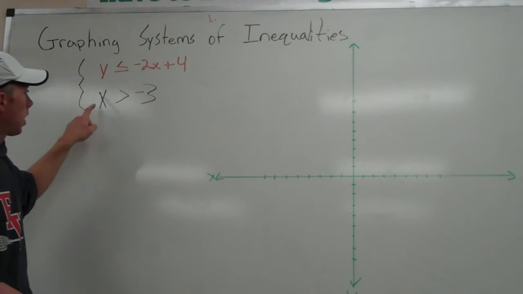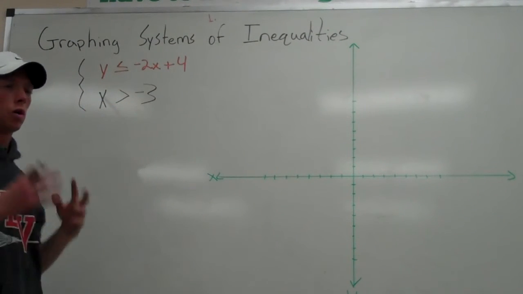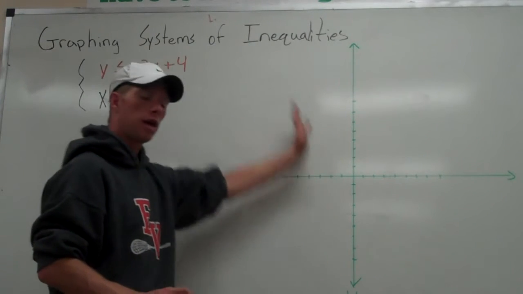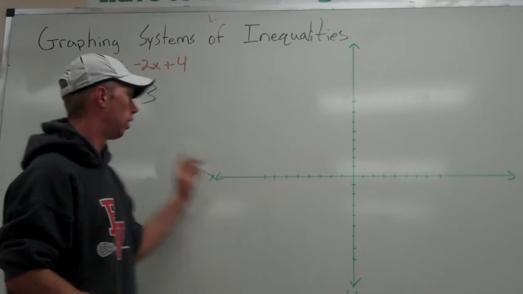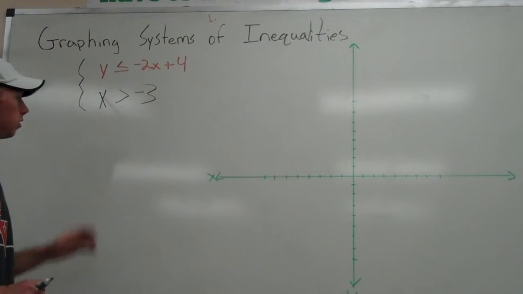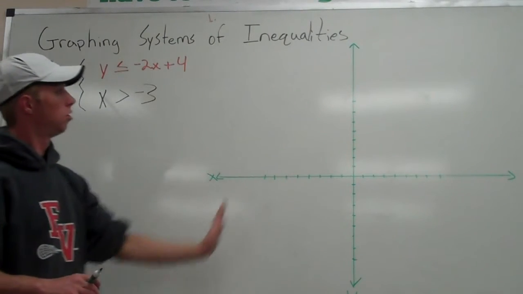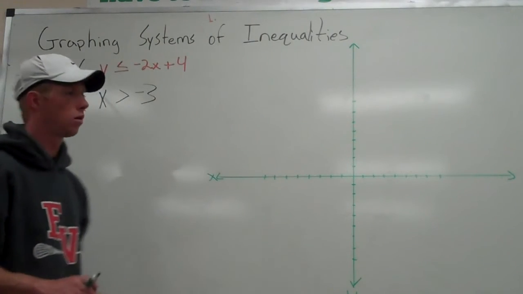Here, I have x is a number, which seems a little odd. But when x is a number, it ends up just being a vertical line wherever this number is. Just like when y equals a number, it's a horizontal line. When x equals a number, it's going to be a vertical line.